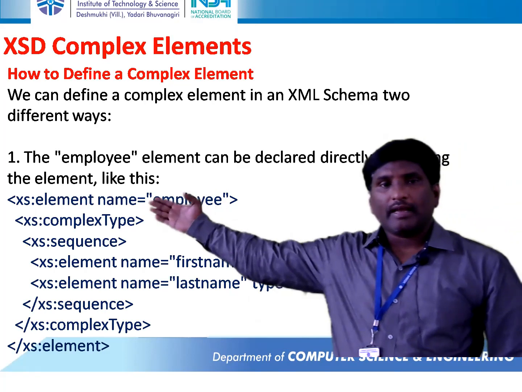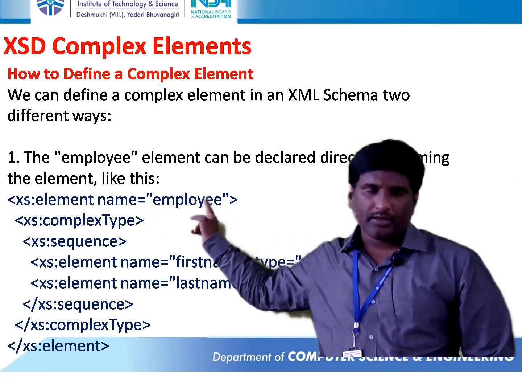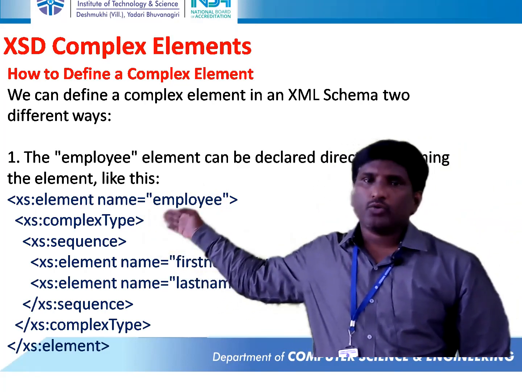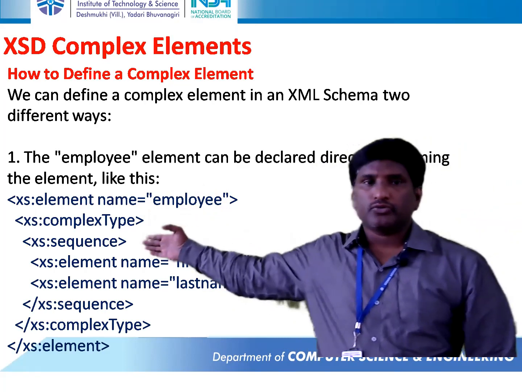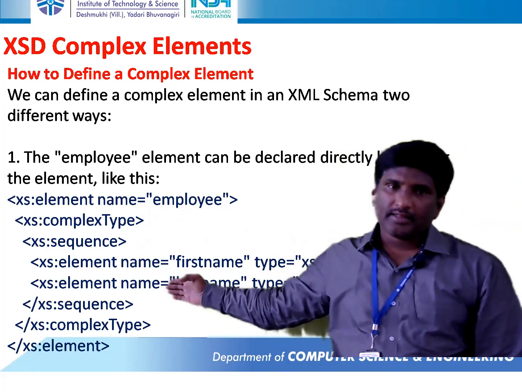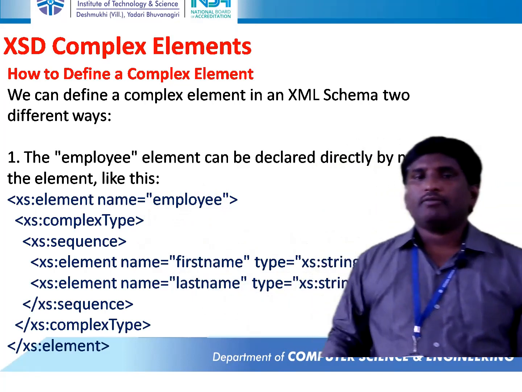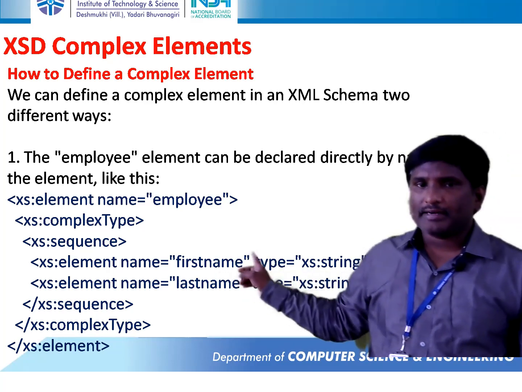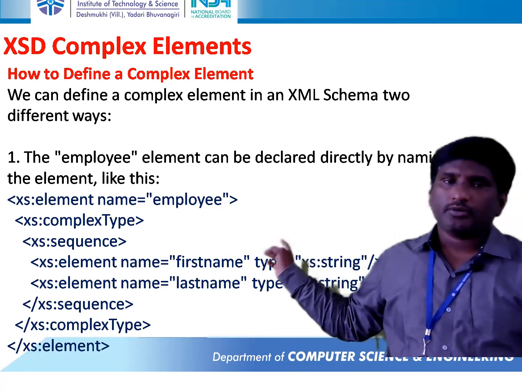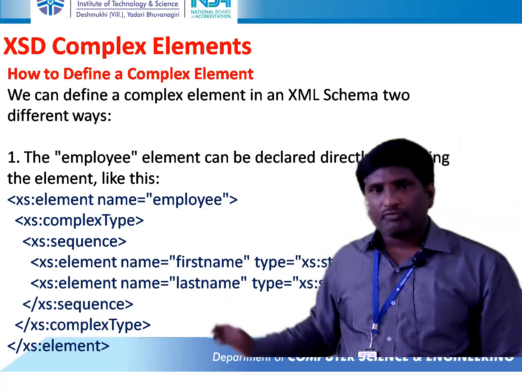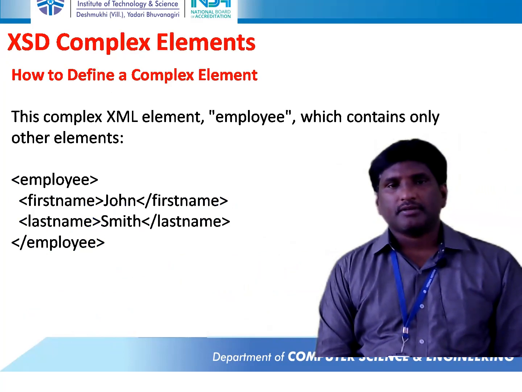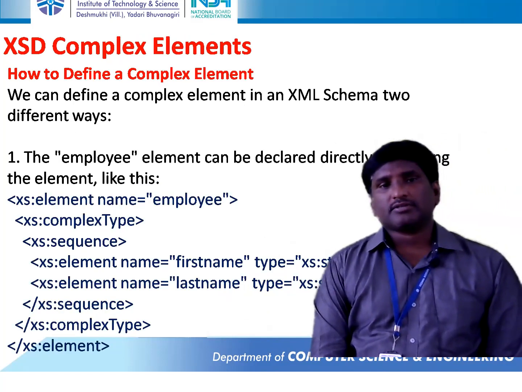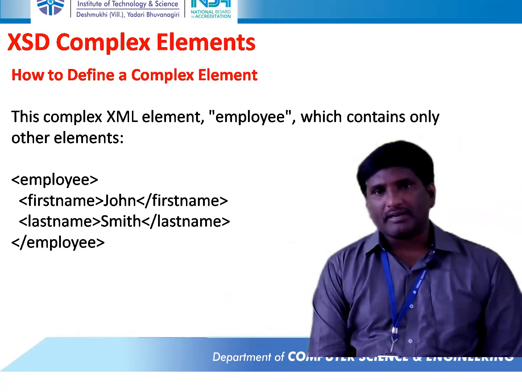So here xs:element name equal to employee. Because this is a complex type, you should specify xs:complexType, and also for the sub elements you should specify a sequence, so we use xs:sequence, and then you should specify the corresponding sub elements and what data type should be accepted. So the sub elements are first name, and the type of the sub element is xs:string. Like this we are specifying the XML schema for the above XML document. This is the XML document, and this is the XML schema, and this is a complex type because it has two sub elements.